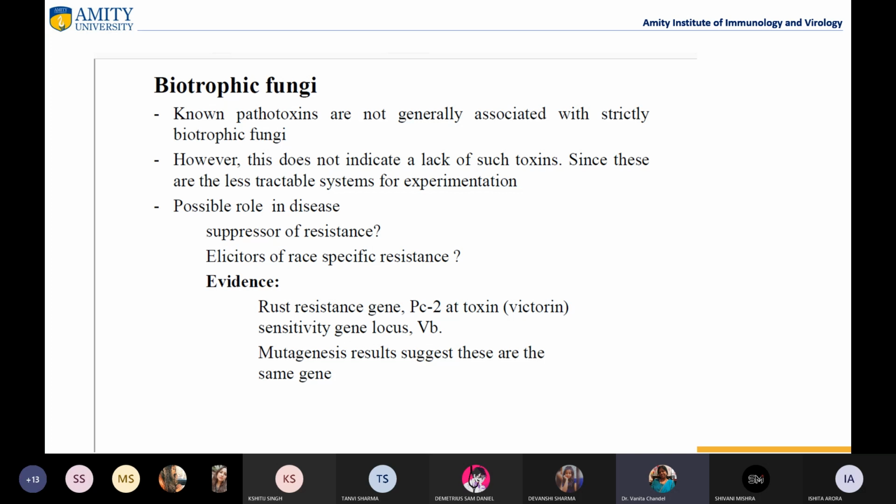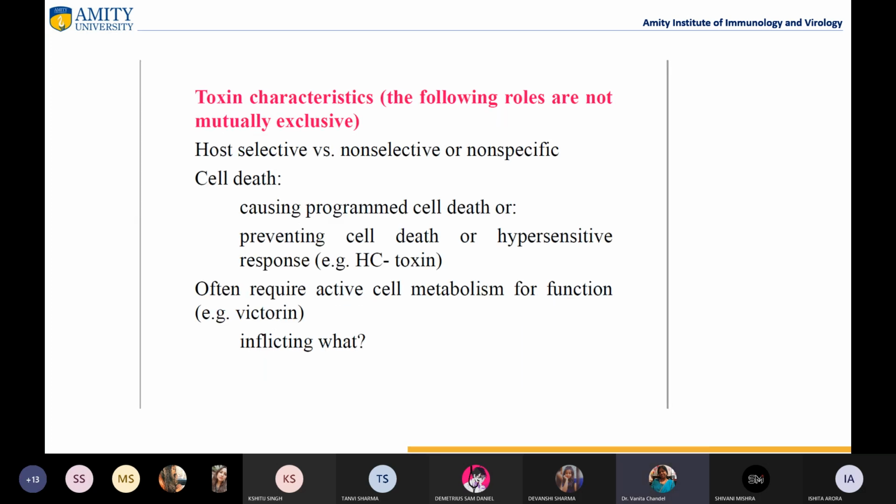So they could suppress resistance. It is still a question mark. Or they could be elicitors of race-specific resistance. They could do that, right? For example, some rust resistance genes such as Pc2 and the toxin sensitivity gene locus Vb have been identified. Also, mutagenesis results suggest that these are the same genes. So there are some studies which suggest that these rust resistance genes are affected by these kinds of toxins. Then toxin characteristics: they can be host selective, or they can be non-selective or non-specific also.